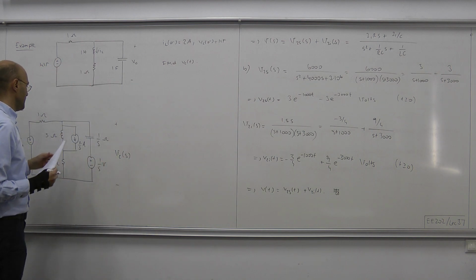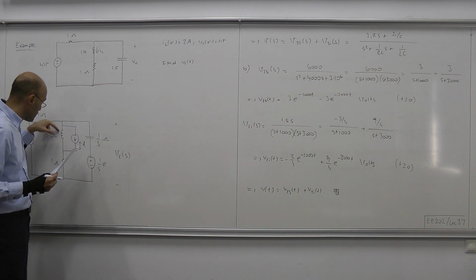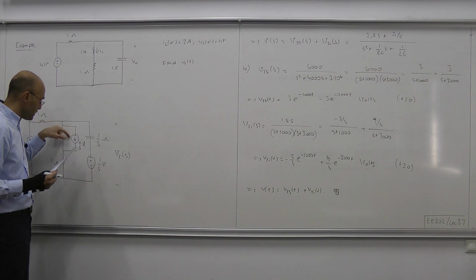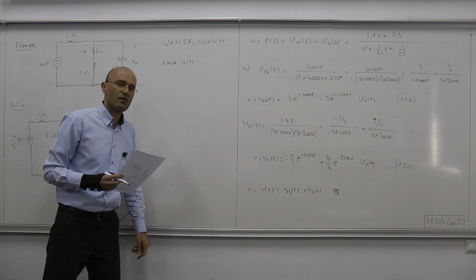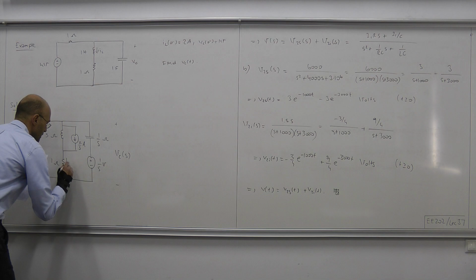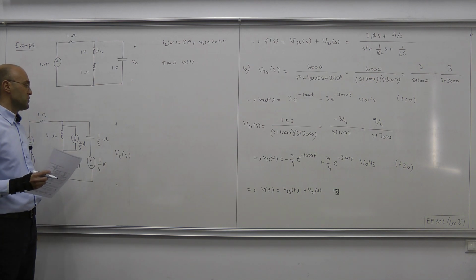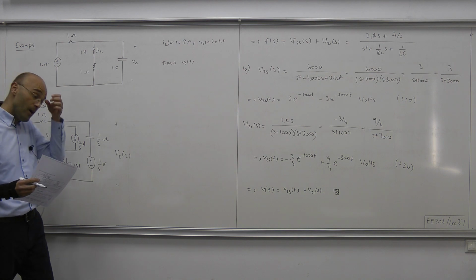Similarly, the inductor current, IL of S, is not the current passing through this impedance, but that current plus the current of the source representing the initial condition. Therefore, the inductor current will be the current passing through this 1 ohm resistor in this circuit.